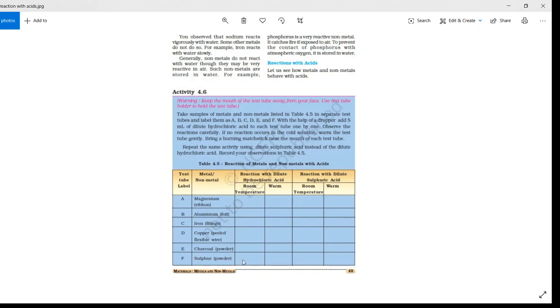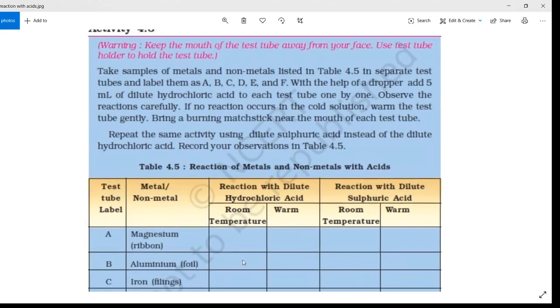Such non-metals are stored in water. For example, phosphorus is a very reactive non-metal. It catches fire if exposed to air. To prevent the contact of phosphorus with atmospheric oxygen, it is always stored in water because non-metals do not react with water.